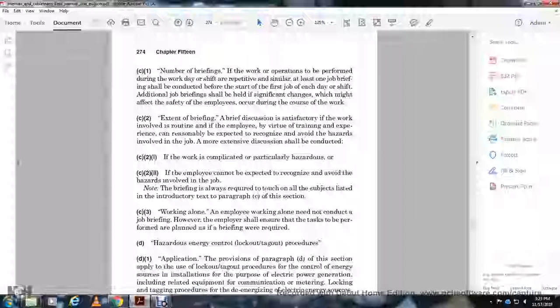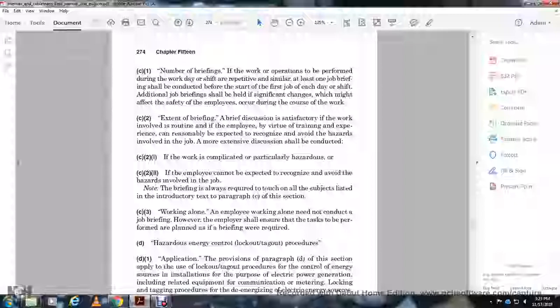Additional job briefings should be held if significant changes affecting the safety of the employees occur during the course of the work. Extent of the briefing: the briefing discussion should be proportional to the complexity of the work involved. A routine job would require less extensive discussion, by virtue of the training and experience that can reasonably be expected to enable employees to recognize and avoid the hazards involved with the job.